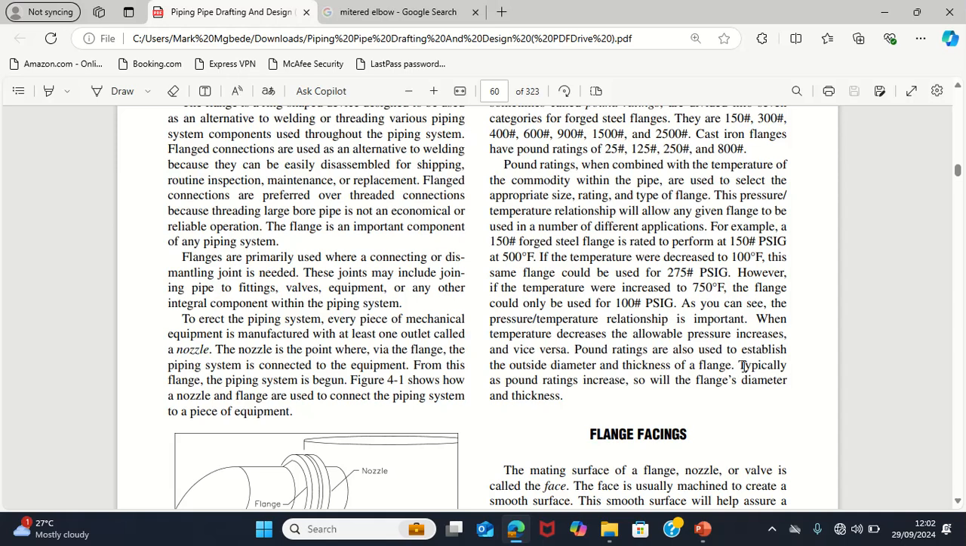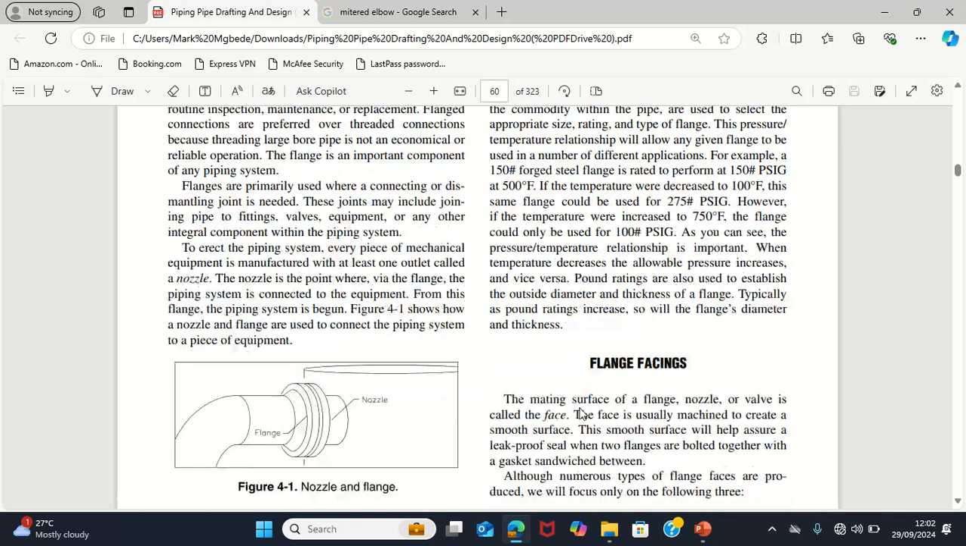Typically, as the pound rating increases, so will the flange diameter and thickness. So that's why you may come across a flange that is bigger in thickness than another flange, because they are not of the same pound rating. They are of different pound ratings.